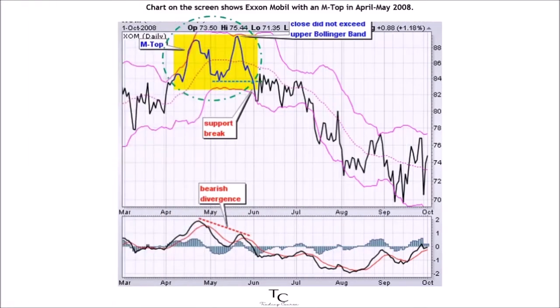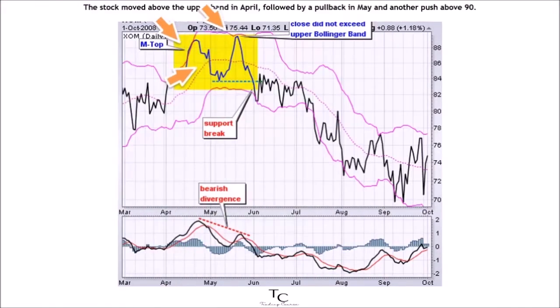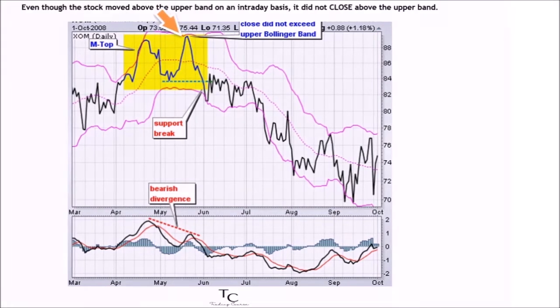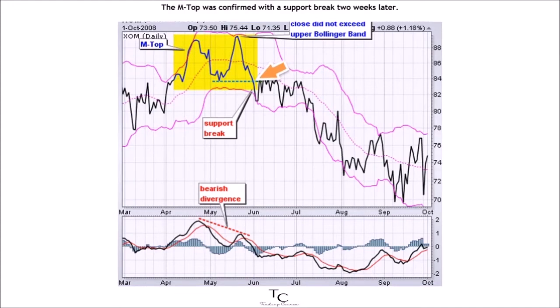Chart on the screen shows ExxonMobil with an M-top in April to May 2008. The stock moved above the upper band in April, followed by a pullback in May and another push above 90. Even though the stock moved above the upper band on an intraday basis, it did not close above the upper band. The M-top was confirmed with a support break 2 weeks later.